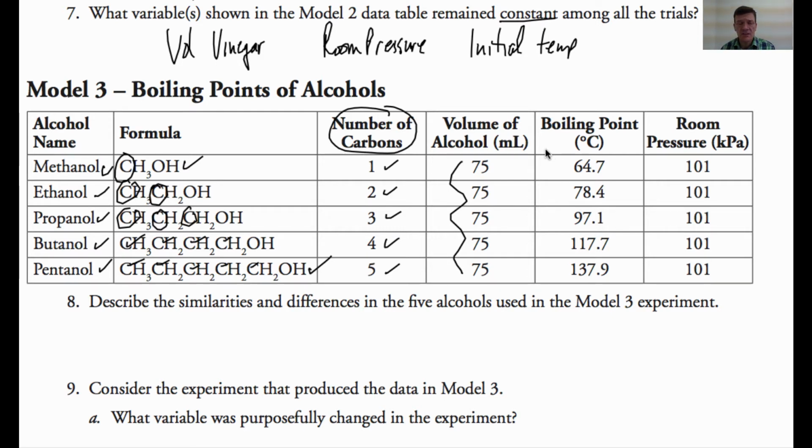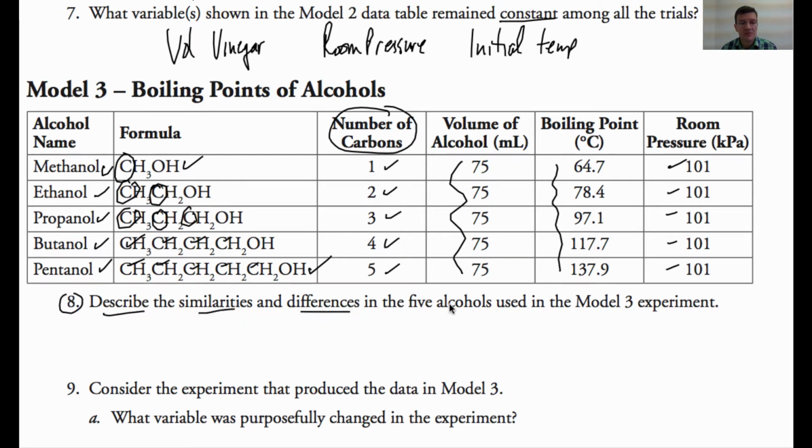The boiling point, what that means is you're going to heat up these alcohols, they're in a liquid phase. You're going to heat up these alcohols until they begin to boil. And you're going to measure that temperature at which they are boiling. So you'll notice these are changing. The room pressure is not going to change. You do it in the same room all the time. That's not changing. Okay?